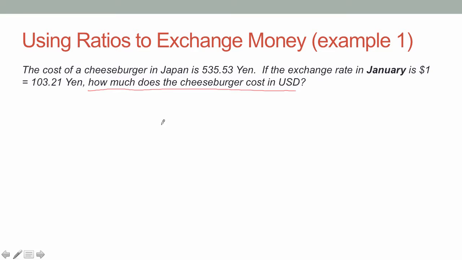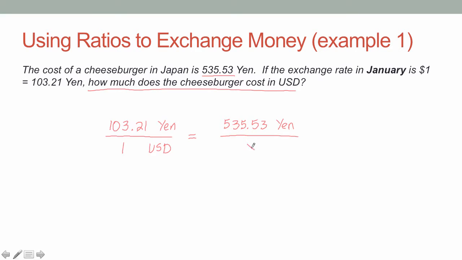Well, let's use a ratio. We know that there's 103.21 yen to 1 US dollar, right? And that's our exchange rate. What we're trying to find, however, is we have a hamburger that costs this much, 535.53 yen, and we're trying to figure out how much is the cost of a hamburger in US dollars.